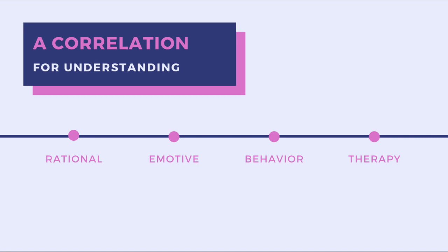And once we do, and we make sure that those three different components, rational, emotive, and behavior, are well aligned, this will lead us to therapy, which is, of course, solving the problem through rational, emotive behavior therapy.